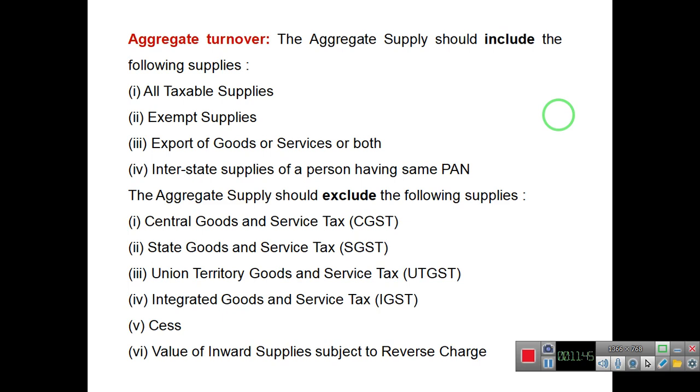Now, what do we mean by aggregate turnover here? Since we are saying that turnover should not exceed 1.5 crore, how can we calculate aggregate turnover? While calculating aggregate turnover, all kinds of supplies, either taxable supplies, exempt supply, export, interstate supply of persons having the same PAN number, so all types of supply will be included, but it will not include any type of GST.